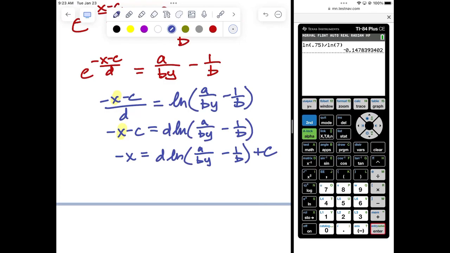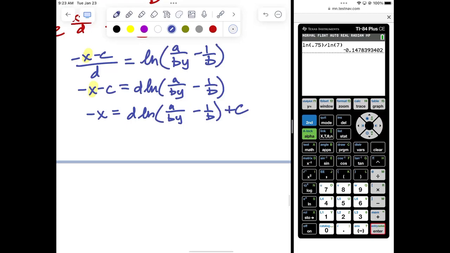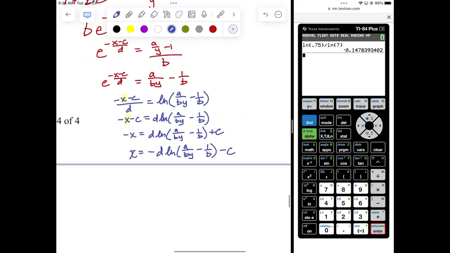And then the last step, divide by negative 1 or multiply by negative 1, either one. Now I'm going to distribute the negative 1 on the right-hand side. So I get x equals negative d natural log of a over by minus 1 over b, and then minus c. And there it is.